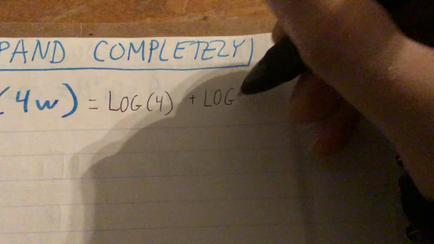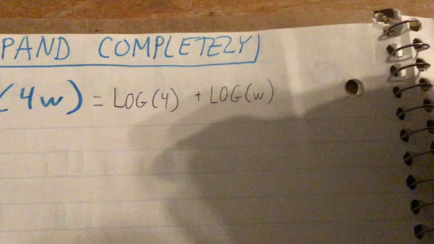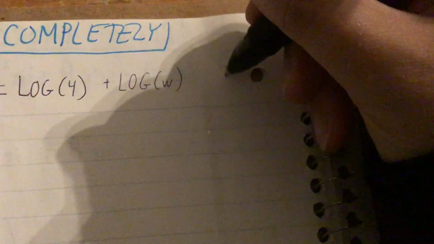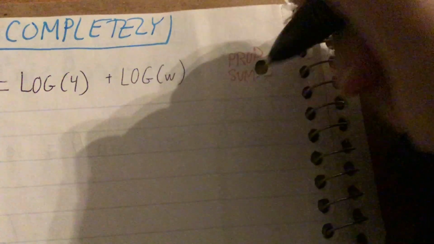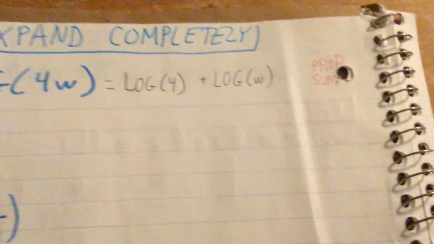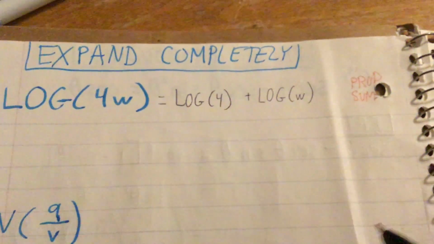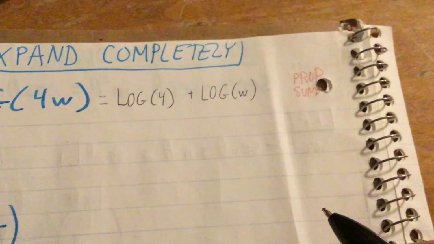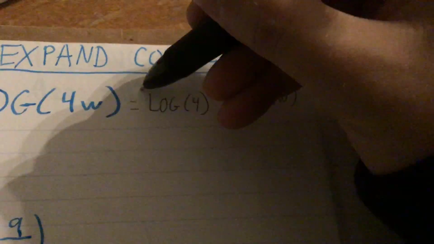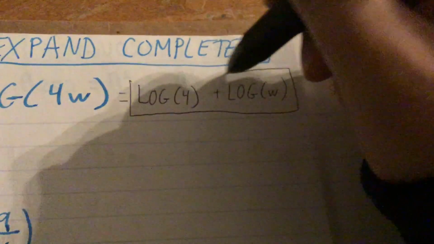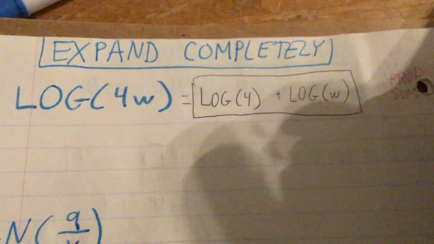And if you want to go to college, they really like it when you cite your rule. So what rule did we use? We used the product sum rule. The reason why we went from here to there is because of the product sum rule, and I cannot expand this anymore. So multiplication on the inside means I expand it with addition.